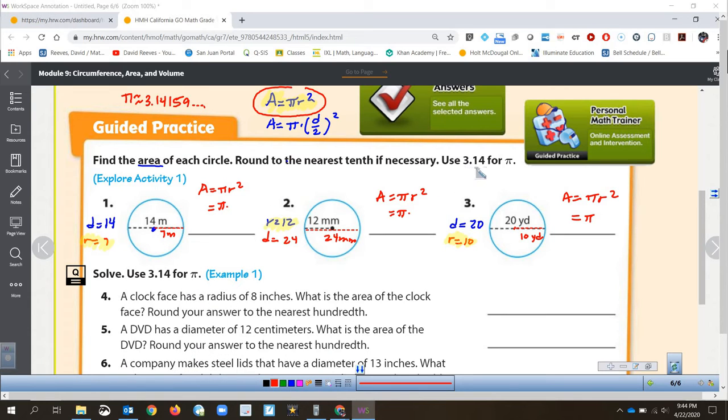Your book usually says to use 3.14 for pi, so that's what I'm going to be sticking with. But you should know that pi isn't actually 3.14. It goes on forever and ever. All right, so here we go.